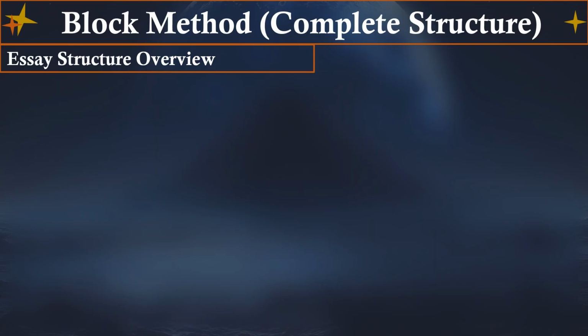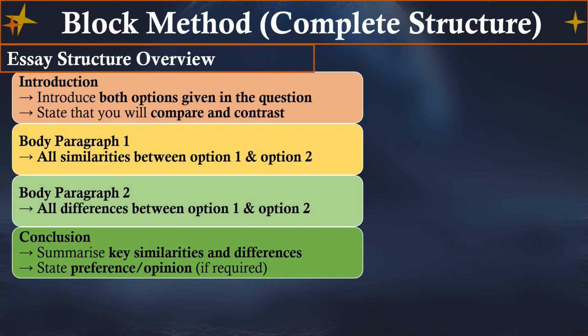Now we will see how the block method can be used to write this essay. The introduction presents both options and clearly states that the essay will compare and contrast them. In this structure, the first body paragraph groups all similarities between the two ideas, while the second body paragraph focuses on all differences. The conclusion summarizes the main similarities and differences and states your preference if the task requires it.